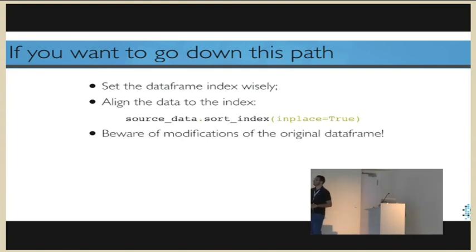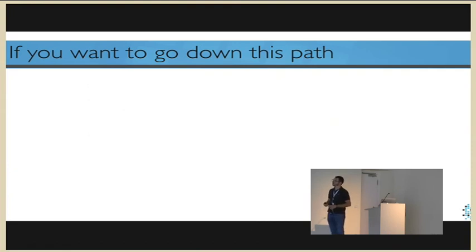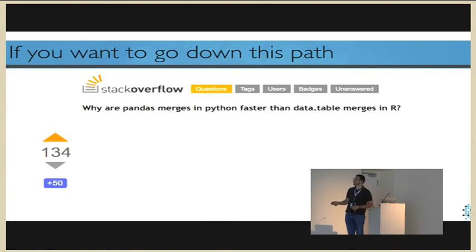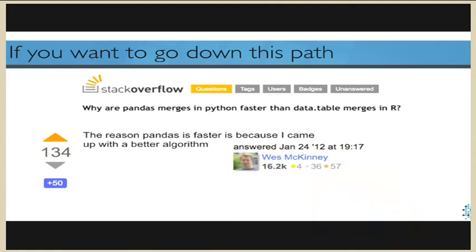And if you go down this path, beware of modification of the original data frame. You don't want to have a function that modifies the data that you loaded. So always be careful with that. You also get some nice things. So for example, joins in data frame are super fast. And why are they fast? Well, as you see, I took a screenshot when I was upvoting this answer, and the answer is that Wes McKinney is a genius, and therefore he wrote a very smart algorithm to do merges in pandas data frame.